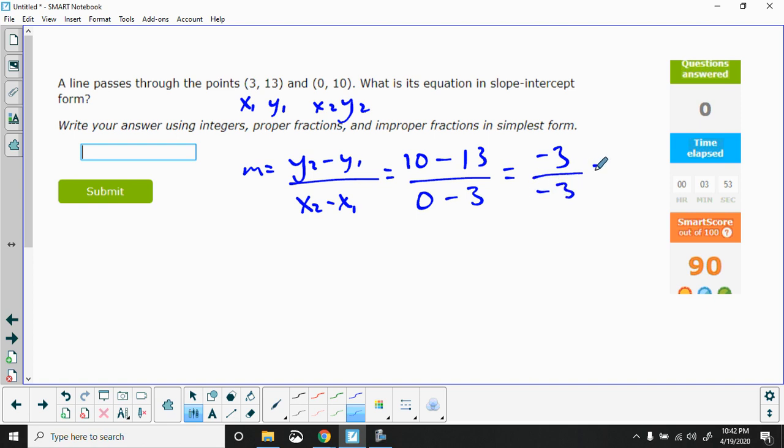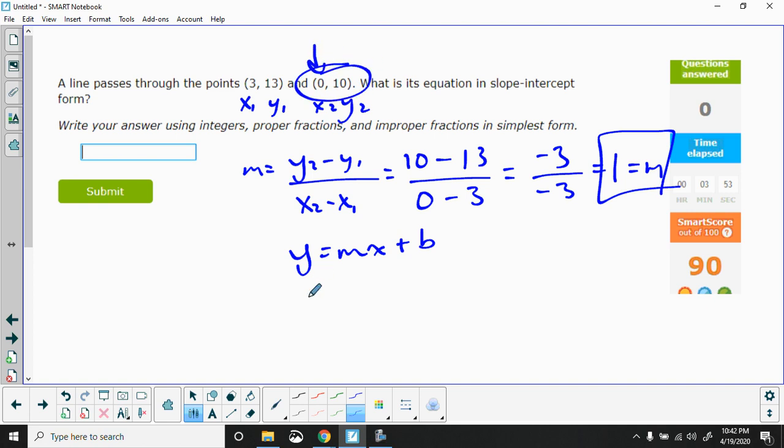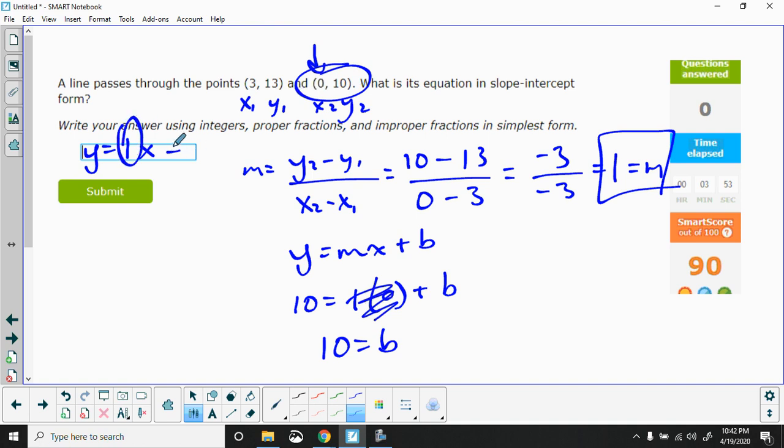Y equals mx plus b. Notice I have yet to skip any steps. I'm doing the exact same thing I've been doing for the past several problems. Again, I'm going to pick this one because the x is 0. Make my life easier. So 10, slope is 1, x is 0, plus b. Again, 0 times 1 is 0, so that kind of cancels out. 10 equals b. Plug it in. Y equals 1x plus 10. We may or may not really need the 1 there. Hit submit. That was the last one. Yeah, boy.